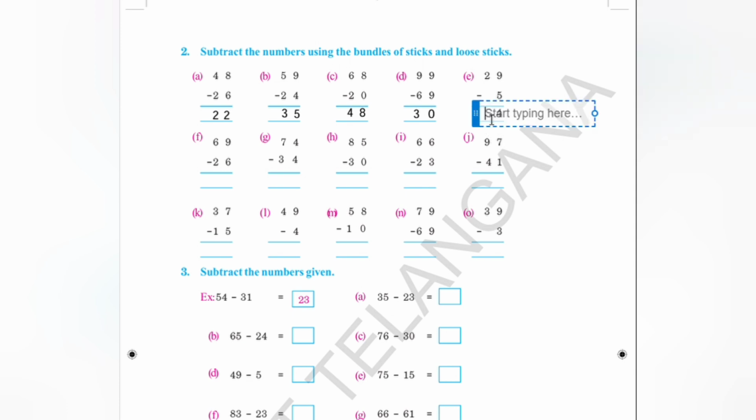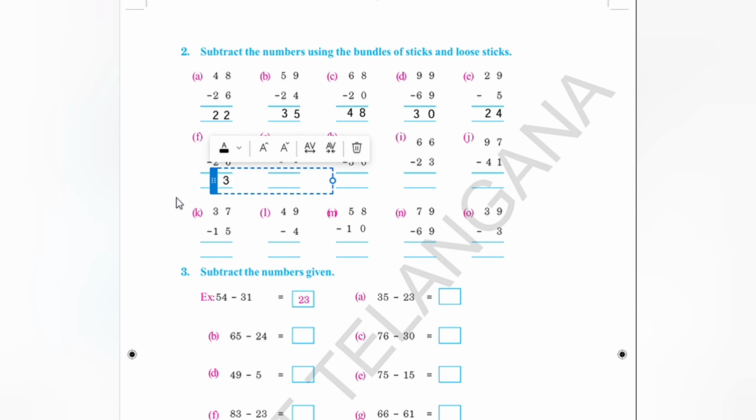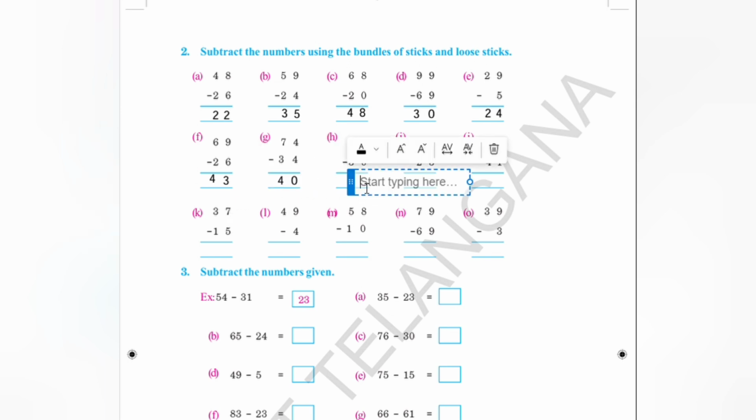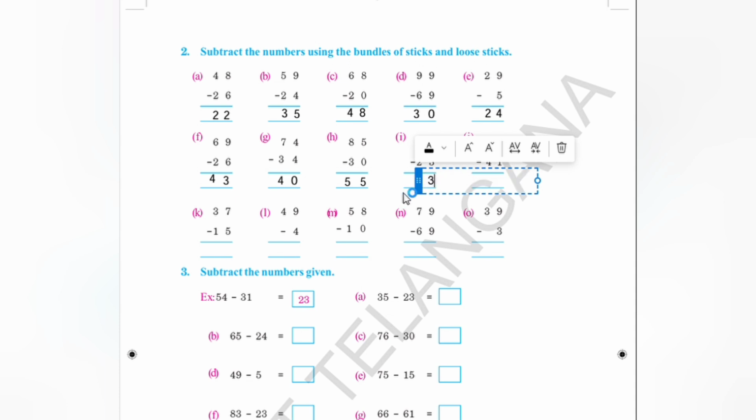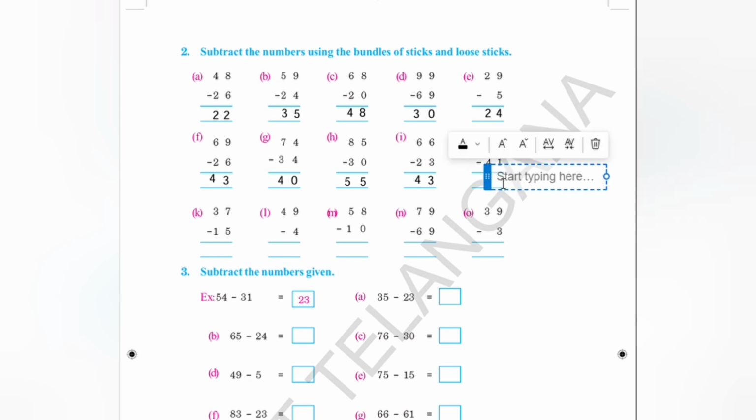This 2 we have to write down. 69 minus 26. 9 minus 6, it is 3. 6 minus 2, it is 4. 74 minus 34. 4 minus 4, it is 0. 7 minus 3 is 4. 85 minus 30. 5 minus 0, 5. 8 minus 3, 5. 66 minus 23. 6 minus 3, 3. 6 minus 2, 4. 97 minus 41. 7 minus 1, 6. 9 minus 4, 5.